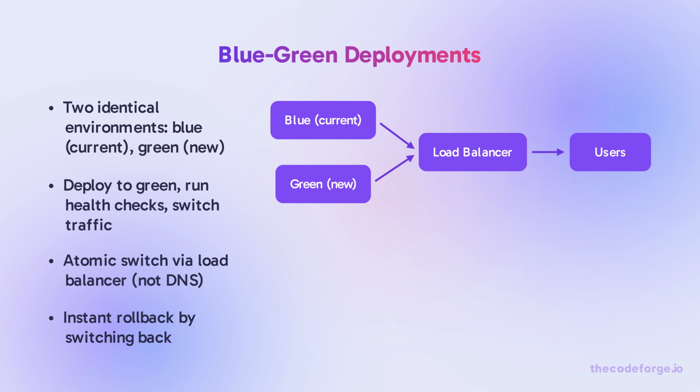Blue-green deployment is the simplest zero downtime pattern. You maintain two identical environments: blue, current production, and green, new version. You deploy to green, run health checks, then switch traffic from blue to green. If something goes wrong, you switch back. The key insight: the switch must be atomic from the user's perspective.